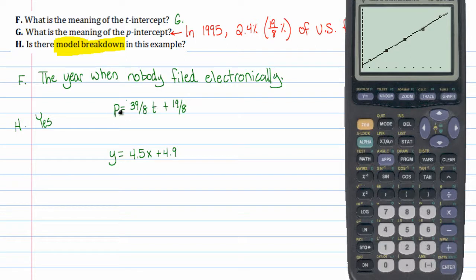Our line was p equals 39/8 t plus 19/8, which if you calculate this out, let me hit second quit, 39 over 8 is 4.875. So our line of best fit is equal to 4.875, or our line that we said will work nicely, plus, and then 19 over 8, like I said, is about 2.4. So 2.375.